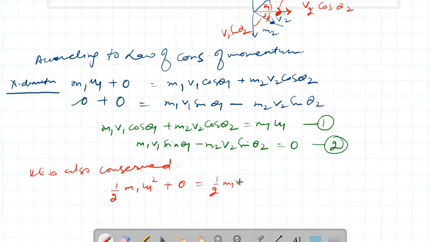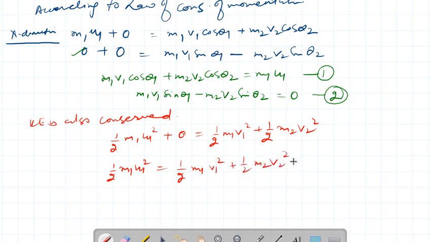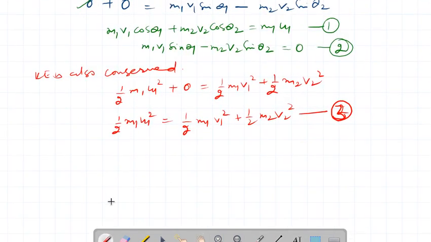It is half m1 v1 square plus half m2 v2 square. So it means I can write it as 1 by 2 m1 u1 square is equal to 1 by 2 m1 v1 square plus 1 by 2 m2 v2 square. So let me call this equation number 3. Now our purpose is to calculate v1, v2 and theta 2.